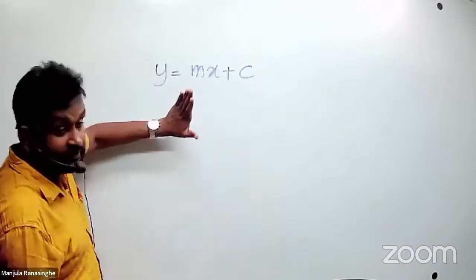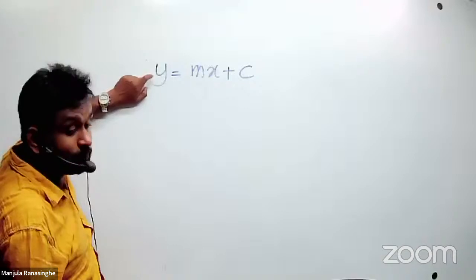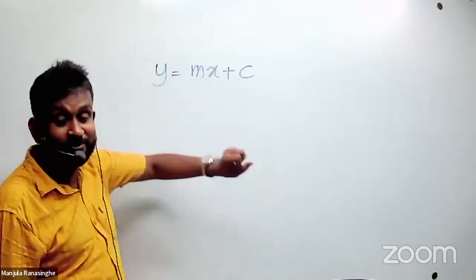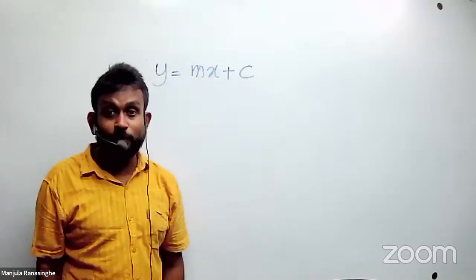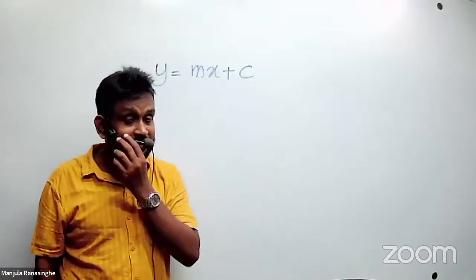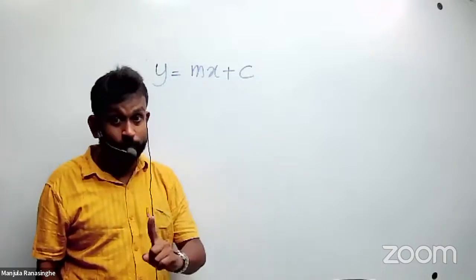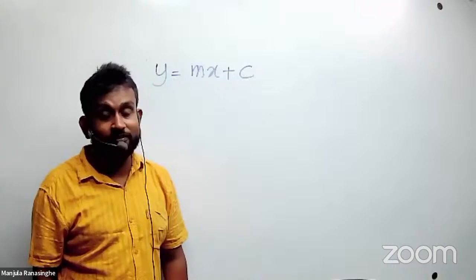But you can see here y has to be the subject. Y should be alone on one side. If it is 2y, 3y, 4y, we cannot say that the coefficient of x is the gradient. Only if y is the subject can we say that.